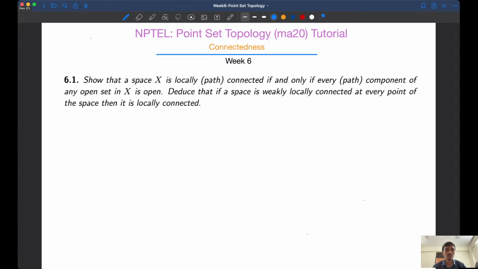So, today we will discuss a problem based on connectedness of a topological space. The problems are mostly theoretical. Some of them might help to solve the assignment problem, but mostly they are not directly related to the assignment problem.